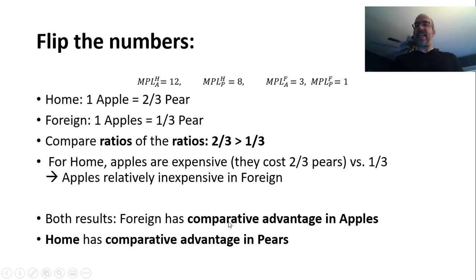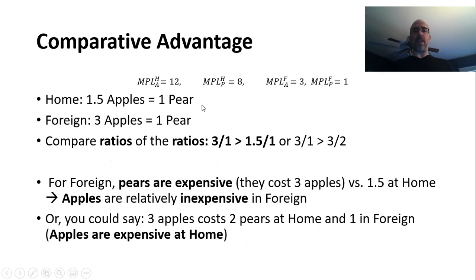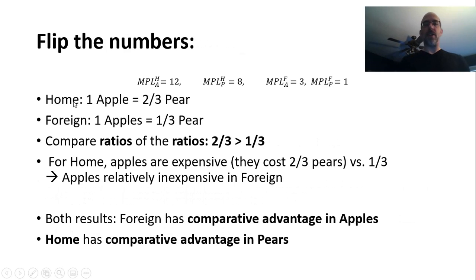Now, you can guess that home has comparative advantage in the other product, but you can get the same thing. Comparative advantage in pears, if we look back, it's cheaper at home. So the numbers show us that too. Okay, that's where we get comparative advantage from, right? Who has the lowest cost?